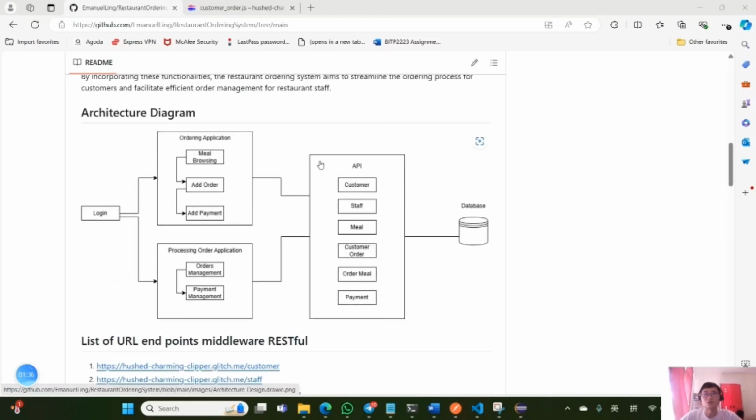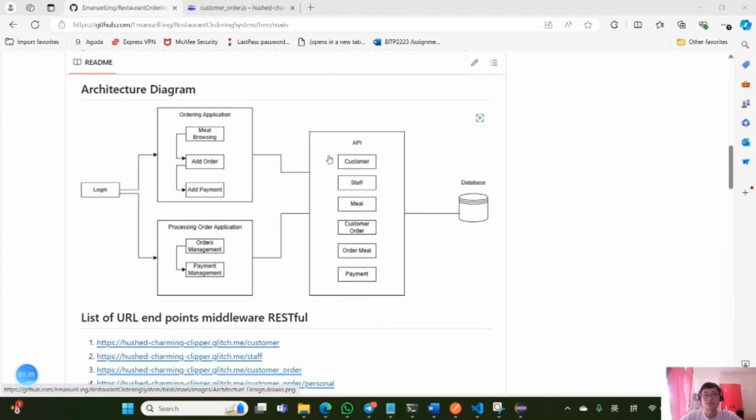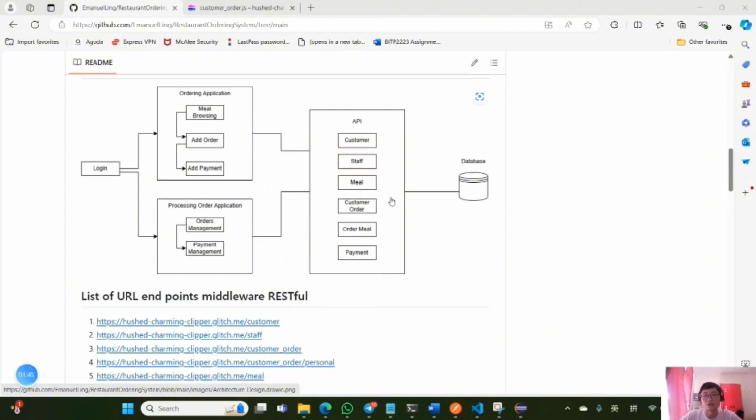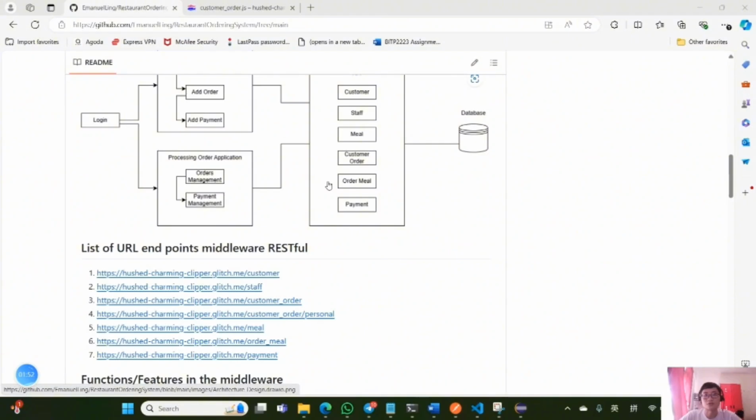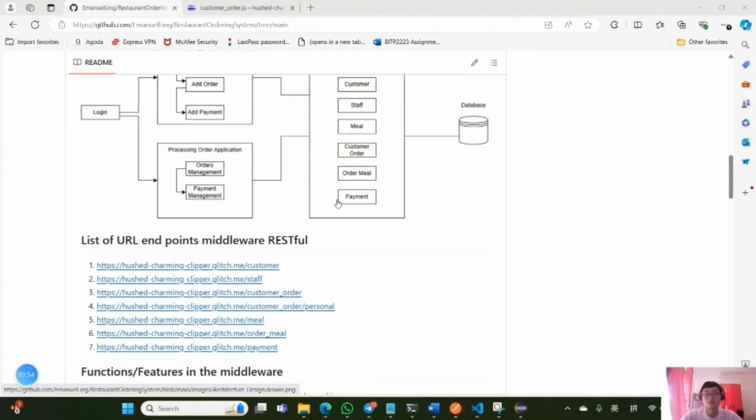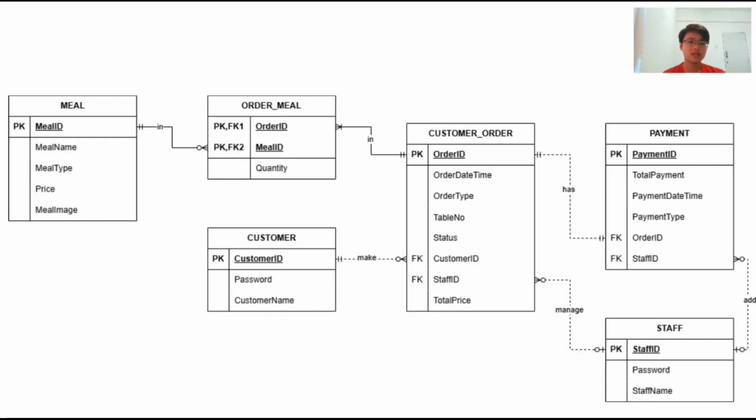And we use a RESTful API as the middleware for the communication between the application and the database. We create these 6 router objects, which are customer, staff, meal, customer order, order meal, and payment for the API. And this is the ERD of the restaurant ordering system.